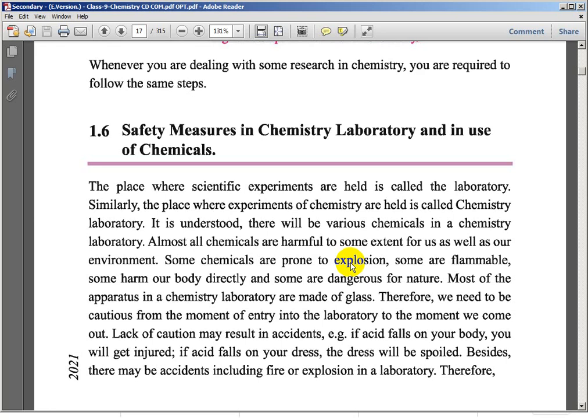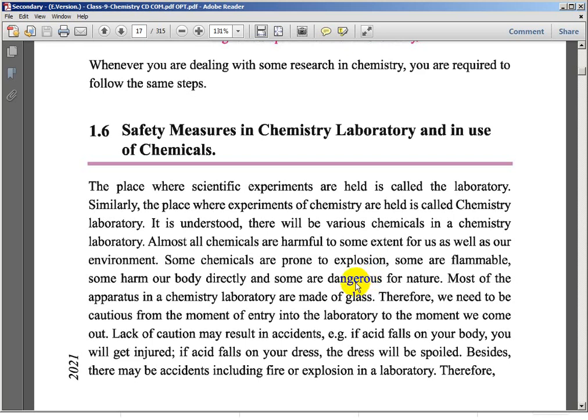If acid falls on your skin, it will damage your skin. Corrosive substances include sulfuric acid, hydrochloric acid, and nitric acid. Alkalis, or bases, are also corrosive, like sodium hydroxide and potassium hydroxide. They can damage your skin, and if they fall on metal, they can damage the metal.